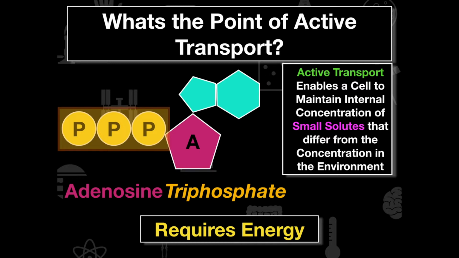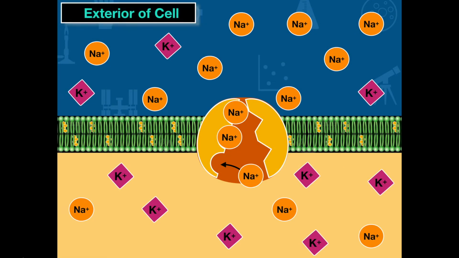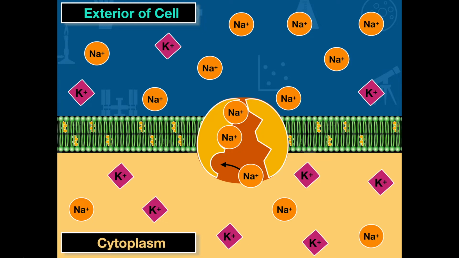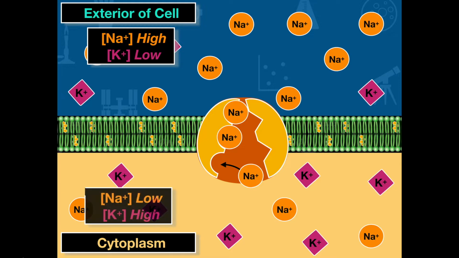So let's go through and look at a sodium-potassium pump to better understand this. In a sodium-potassium pump, what we're trying to do is maintain concentration gradients that naturally do not want to occur on the exterior and interior of the cell. The exterior here is the blue and the cytoplasm is the interior. On the exterior of the cell, we have a high concentration of sodium ions and a low concentration of potassium ions. And over here, we have a low concentration of sodium ions and a high concentration of potassium ions.